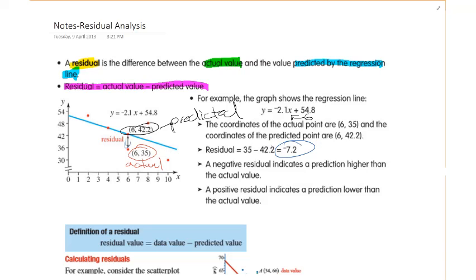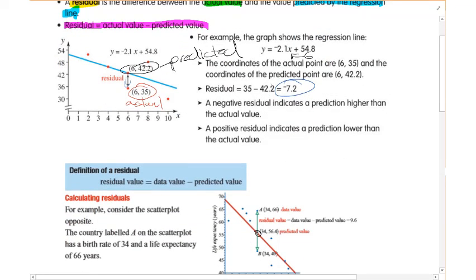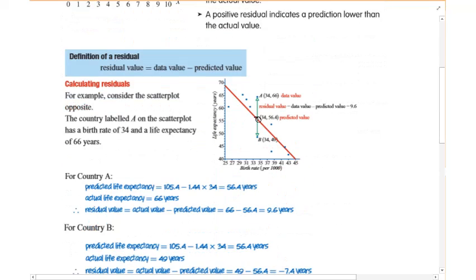So you've done all your analysis, and what you're looking for is, it says, what's the residual? You'll be given the actual value. I'll go through an example. You get the actual value, and you subtract what the predicted is, which is what you get from the graph. Okay. And as it says there, a negative residual indicates a prediction higher than the actual value. A positive residual indicates a prediction lower than the actual value.